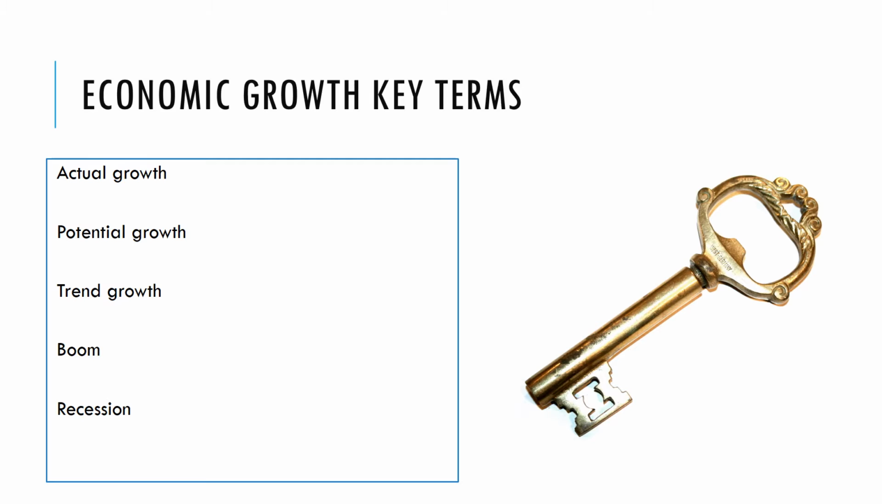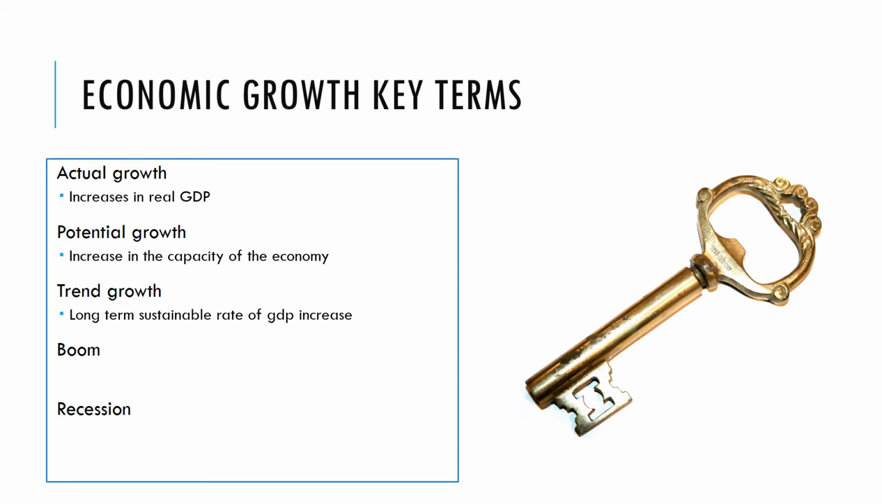So before we get cracking, let's have a look at some key terms we'll need for this topic. The first one is actual growth, which we would define as increases in real GDP. The second one is potential growth, which we would define as increases in the capacity of the economy. The third one is trend growth, and we would say that's the long-term sustainable rate of GDP increase.